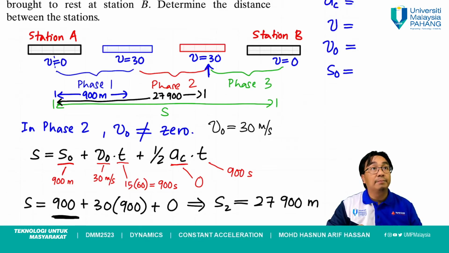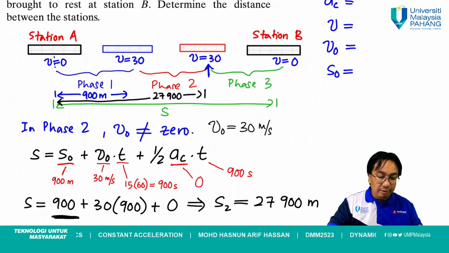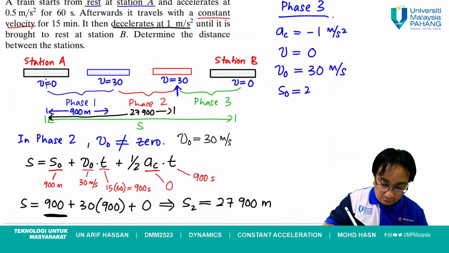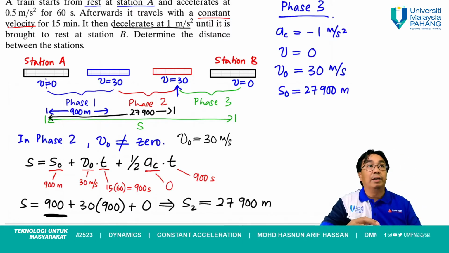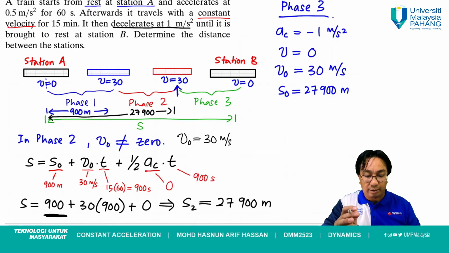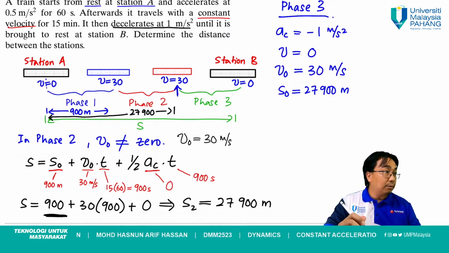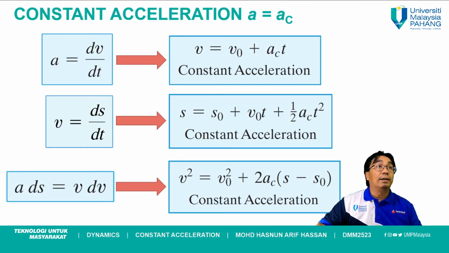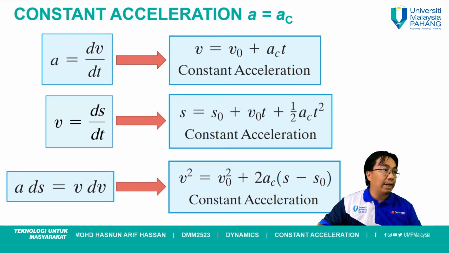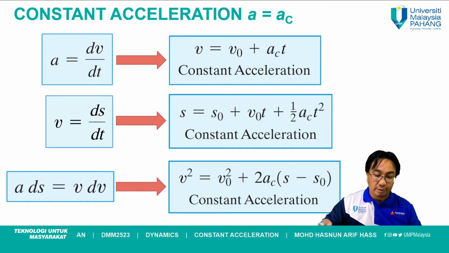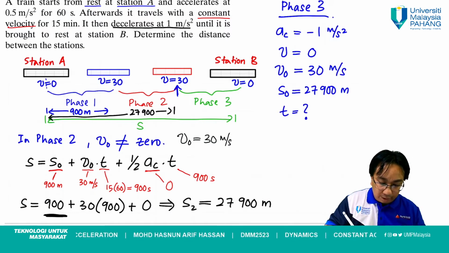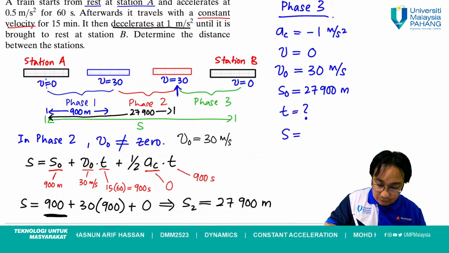Do you understand? Yes sir. Okay, good. So basically 27,900 meter is from the beginning. So correct yang you bagi tahu tadi, one of our friends. So this is S naught for phase 3. Okay. Alright. So what is the information lagi yang kita perlukan? AC we have, V we have, V naught we have. If we look at the equation here, we have S, we have V naught, we have AC, we don't have the time. So we need to find the time first. What is the time and what is the S lah, yang ni yang kita nak tahu ni.